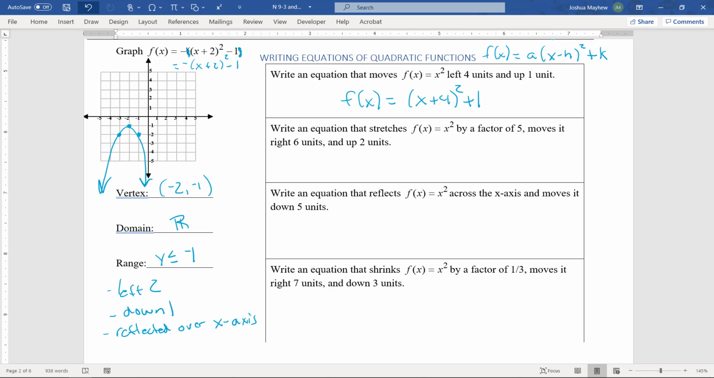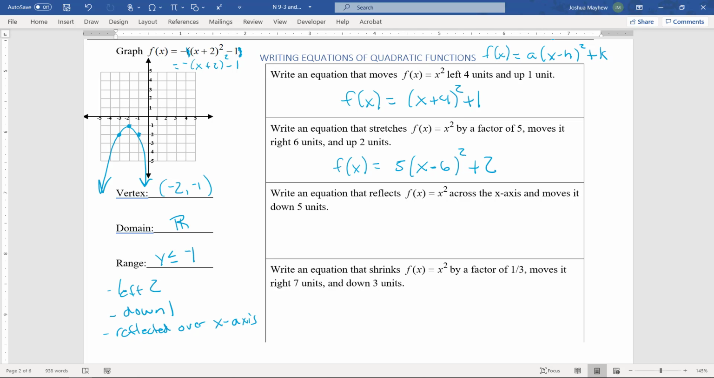Okay. Let's look at the next one. It says write an equation that stretches x squared by a factor of 5, moves it right 6 and up 2. Well, if it stretches it by a factor of 5, there's a 5 out front. Since it is moving right, there's parentheses. Right 6 means opposite, so x minus 6. Up 2 is plus 2 for your k value.